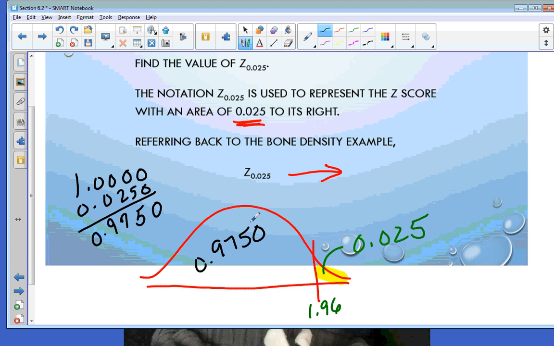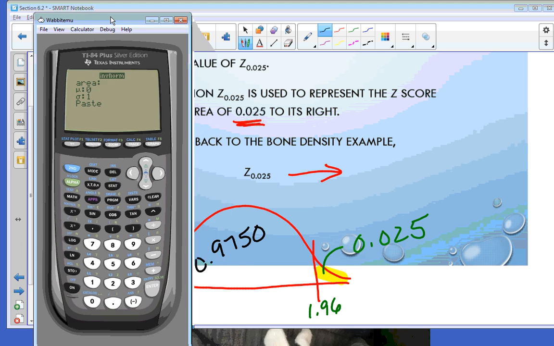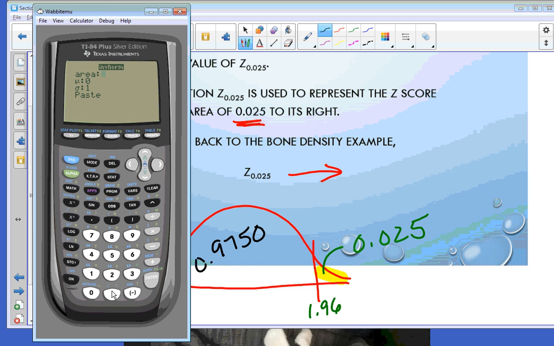So I know the area from the very left-hand side up to my z is 0.975. And I'll have that there. Those of you that have the other one, you'll just close your parenthesis, and I get 1.959, which really is the same as 1.96.